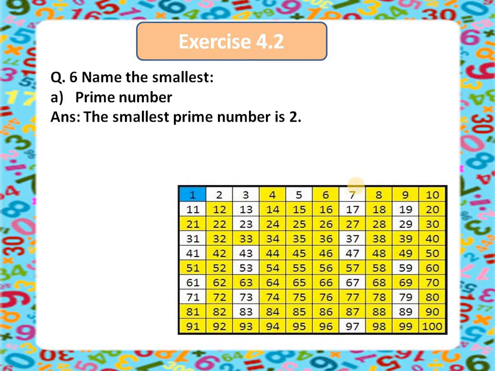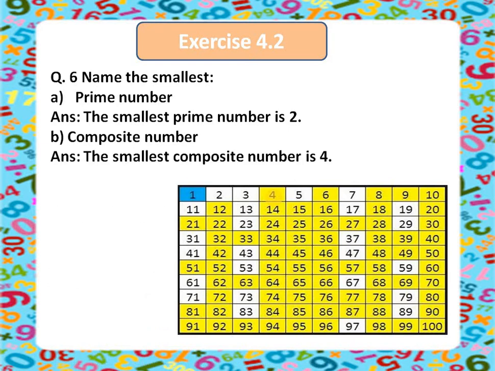B, composite number. Now here you have to find out the smallest composite number. So 3 again is not a composite number, it is a prime number. 4, come to 4. Yes, 4 is the smallest composite number. The smallest composite number is 4.